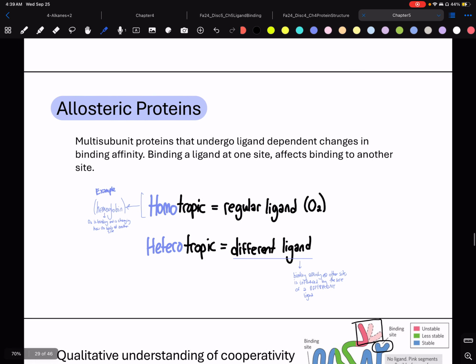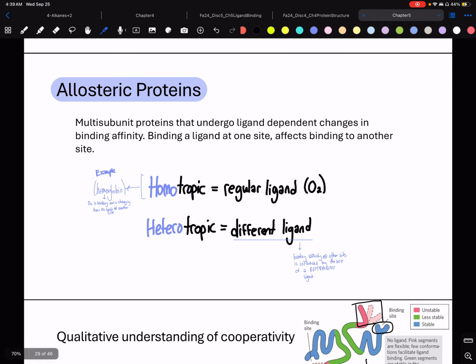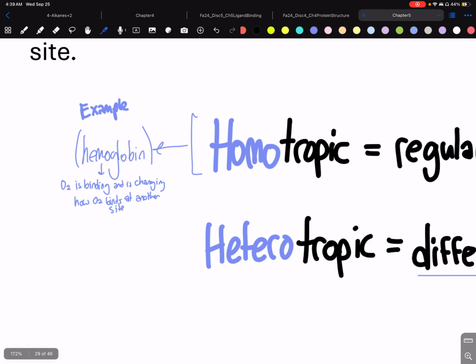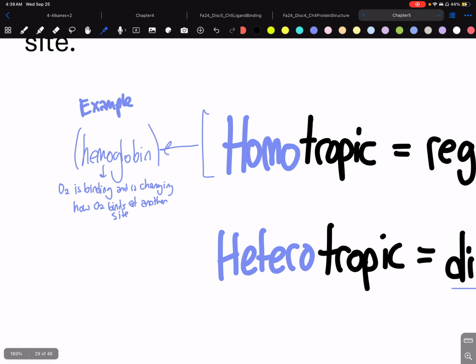But then that brings into question the allosteric proteins. So allosteric proteins are multi-subunit proteins that undergo ligand-dependent changes in binding affinity. Binding a ligand on one site affects binding to another site, as mentioned before. So we have homotropic and heterotropic. Homotropic is when the regular ligand, or O2 in this instance, is used. So an example is hemoglobin. O2 is binding and is changing how O2 binds at another site.